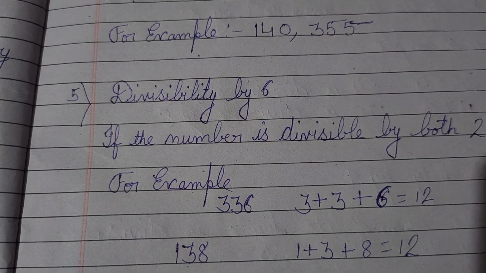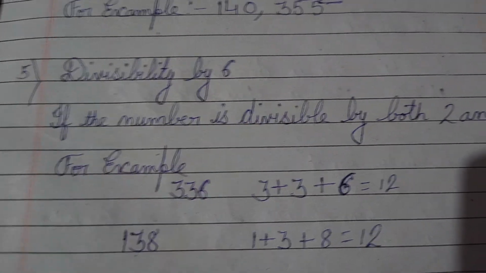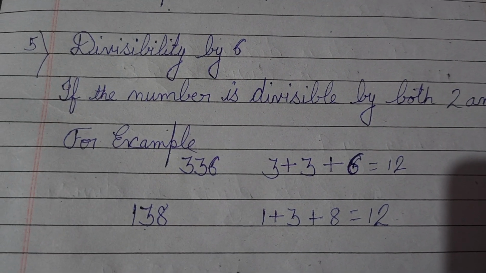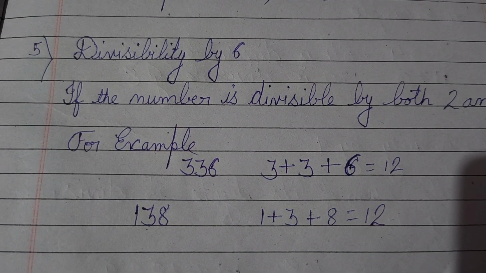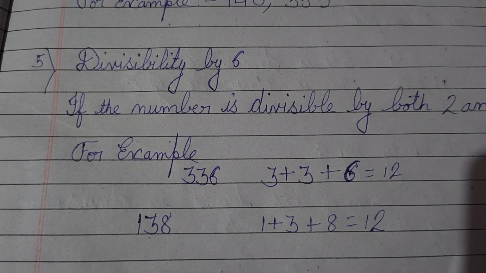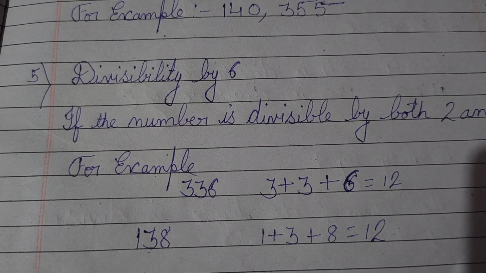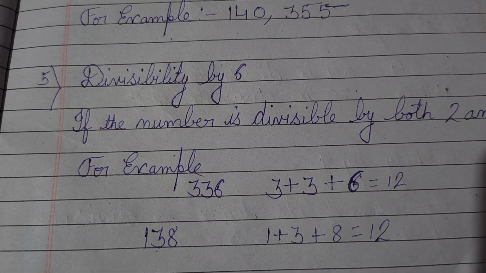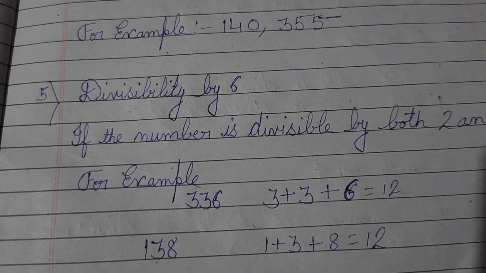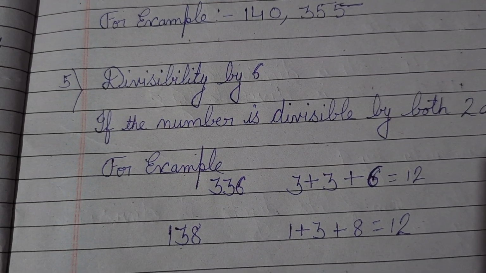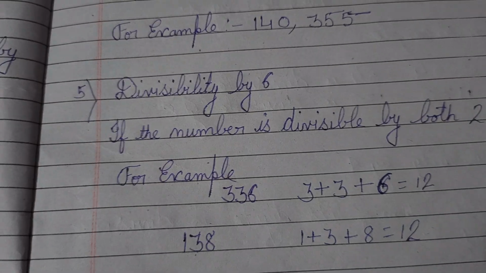Let's take one more example, students. 138. Again, it is divisible by 2 because its last digit is even. Also 1 plus 3 plus 8 is equal to 12, which is divisible by 3. This number is divisible by 6.